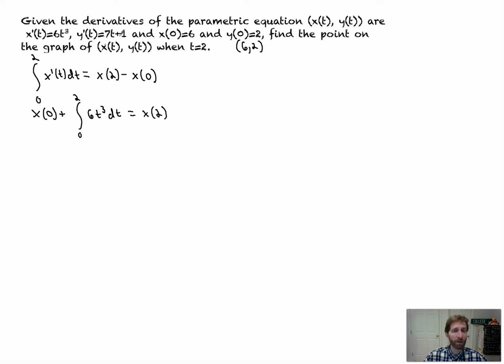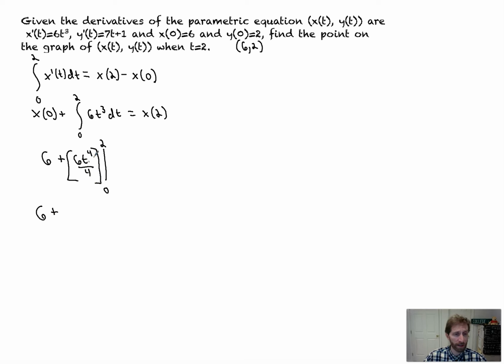And so x of 0 is equal to 6, plus the integral of 6t cubed, well, that's going to be t to the 4th over 4, and then don't forget about the 6 that was hanging out there, evaluated from 0 to 2. Now be very careful here. We're not evaluating the 6 in that. We're just evaluating this part from 0 to 2, and then adding 6 after the fact.